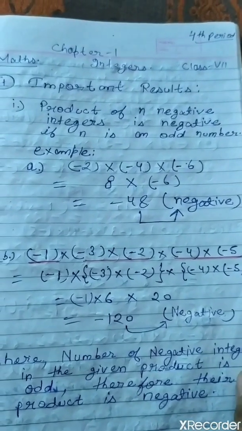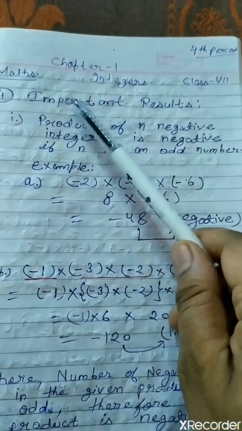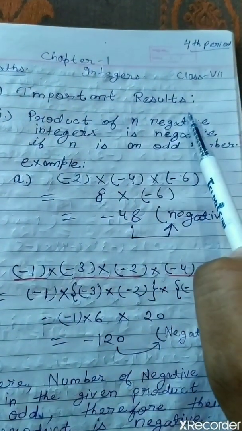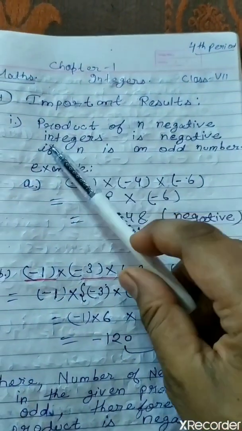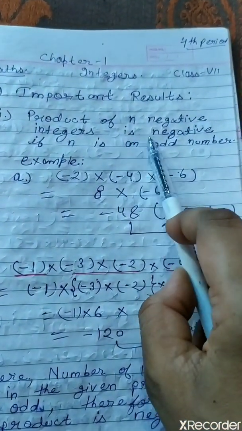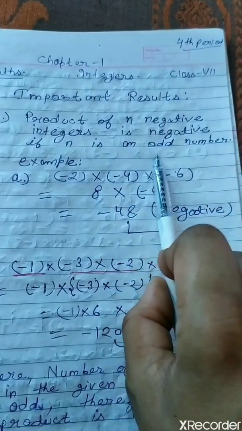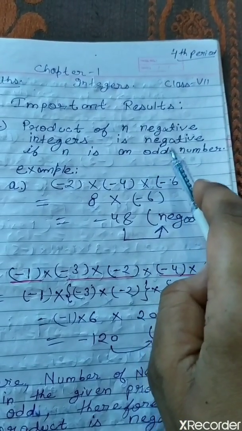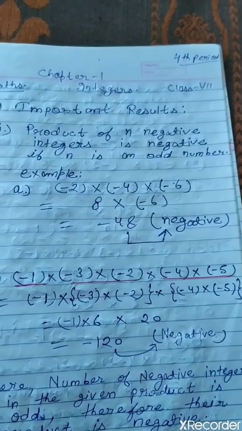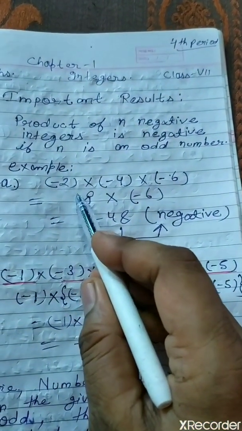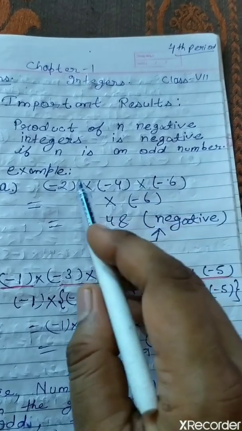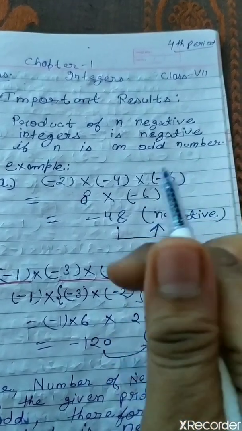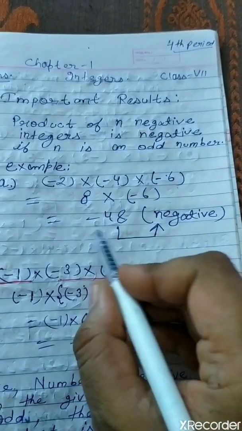Yes students, as you can see, I have said standard 7th mathematics, chapter integers, and I have said about important results. The first important result is that the product of n negative integers is negative if n is an odd number. It means the product of an odd number of negative integers is always negative. As you can see in this example, -2 into -4 into -6. How many negative numbers have I multiplied? 1, 2 and 3, and 3 is an odd number, so their product is negative only, -48.